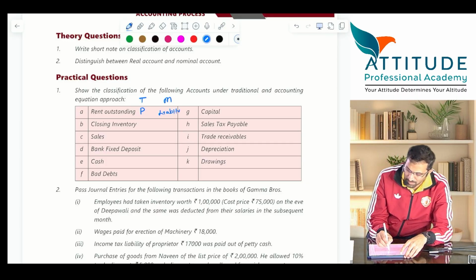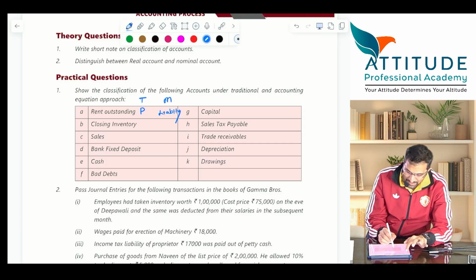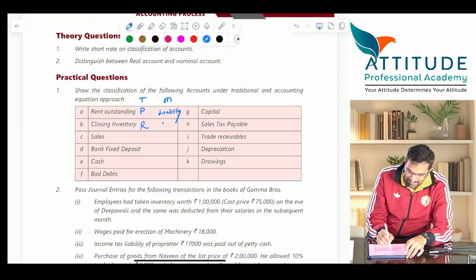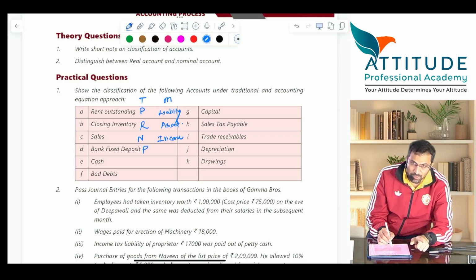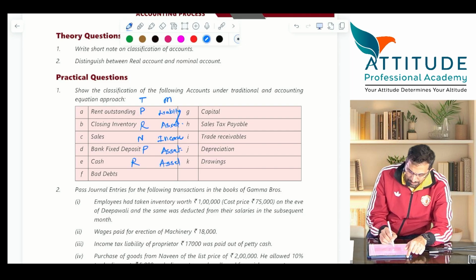Liability. Understood? Personal and liability. Closing inventory, real, and it's an asset. Correct. Sales, nominal, and it is income. Fixed deposits, personal, you have kept the FD with the bank, and it is an asset. Cash, real, it's an asset. Bad debts, nominal, it is a loss or expense.